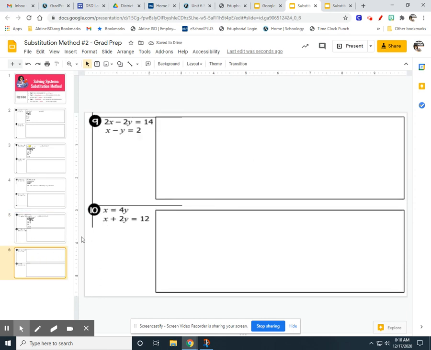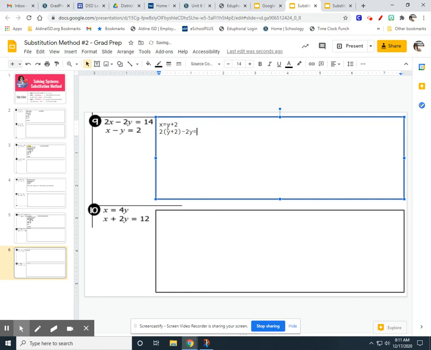Alright, last one, number 9, and then you guys are doing all evens. This one right here, I know that they both have a 1 in front of the x and the y, but the easiest one to do would be x because it's a positive. So x equals positive y because it was a negative in the beginning, plus 2. So 2 parentheses y plus 2, close parentheses minus 2y is equal to 14. Multiply by 2, so 2 times y is 2y. Plus 2 times 2 is 4. Minus 2y is equal to 14.